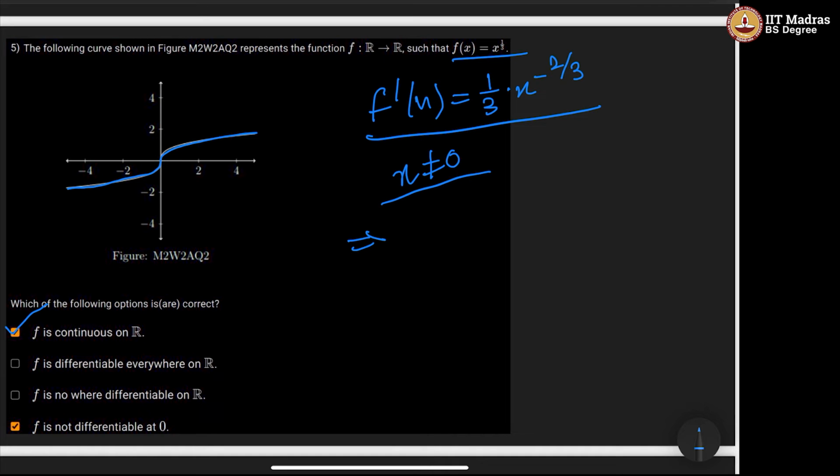Hence we can imply that f is differentiable on R except at 0. That means f is not differentiable at 0. So this option is also correct.